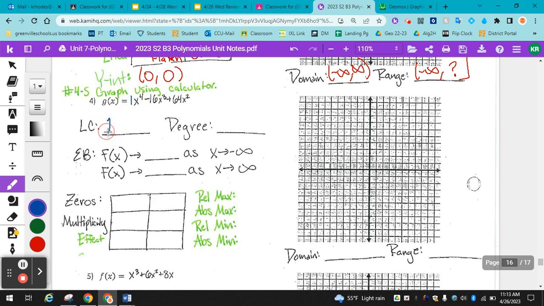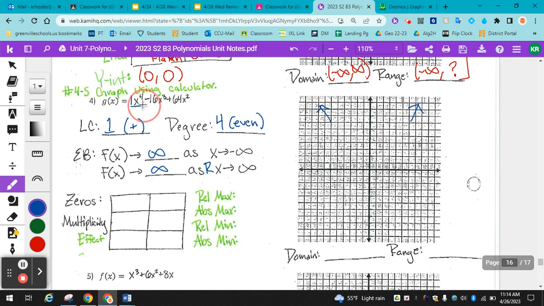So leading coefficient is 1. The number in front of your highest degree exponent. So my degree is 4. So my leading coefficient is positive. That means the right side goes up. My degree is even, so my left side does the same thing. So it is also going to go up.